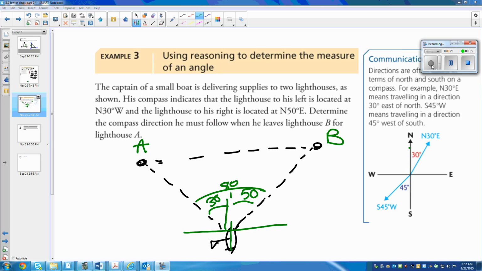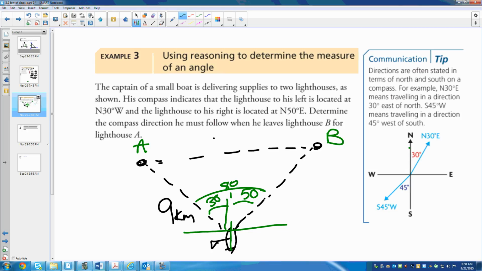Now that we added in the angle, north 30 degrees west, north 50 degrees east, we got this total angle in here to be 80, right? Now in your textbook, they have this distance here to be 9 kilometers, and they have the distance from A to B as 12 kilometers.